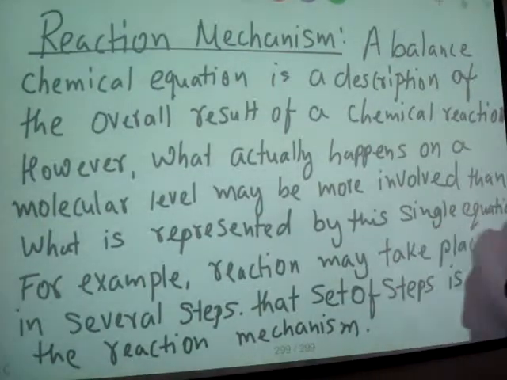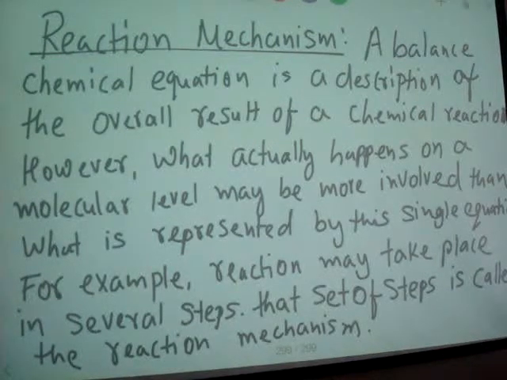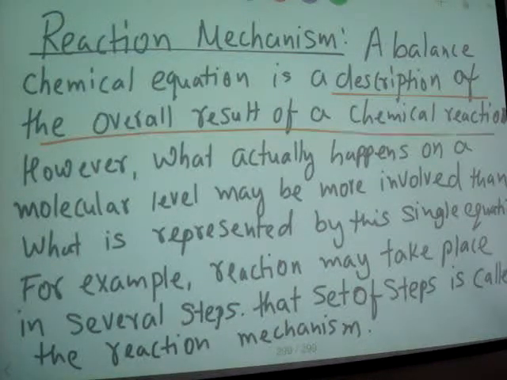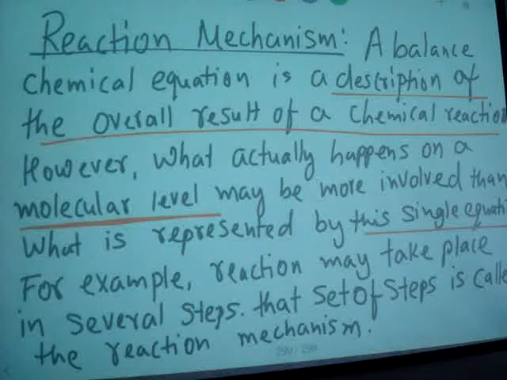So a reaction mechanism is basically more than a balanced chemical equation. A balanced equation tells us the description of the overall result of a chemical reaction. Alright? But what happened on a molecular level? That is not represented by a single equation. It involves more steps, right? And what happens at each molecular level is represented by each step.